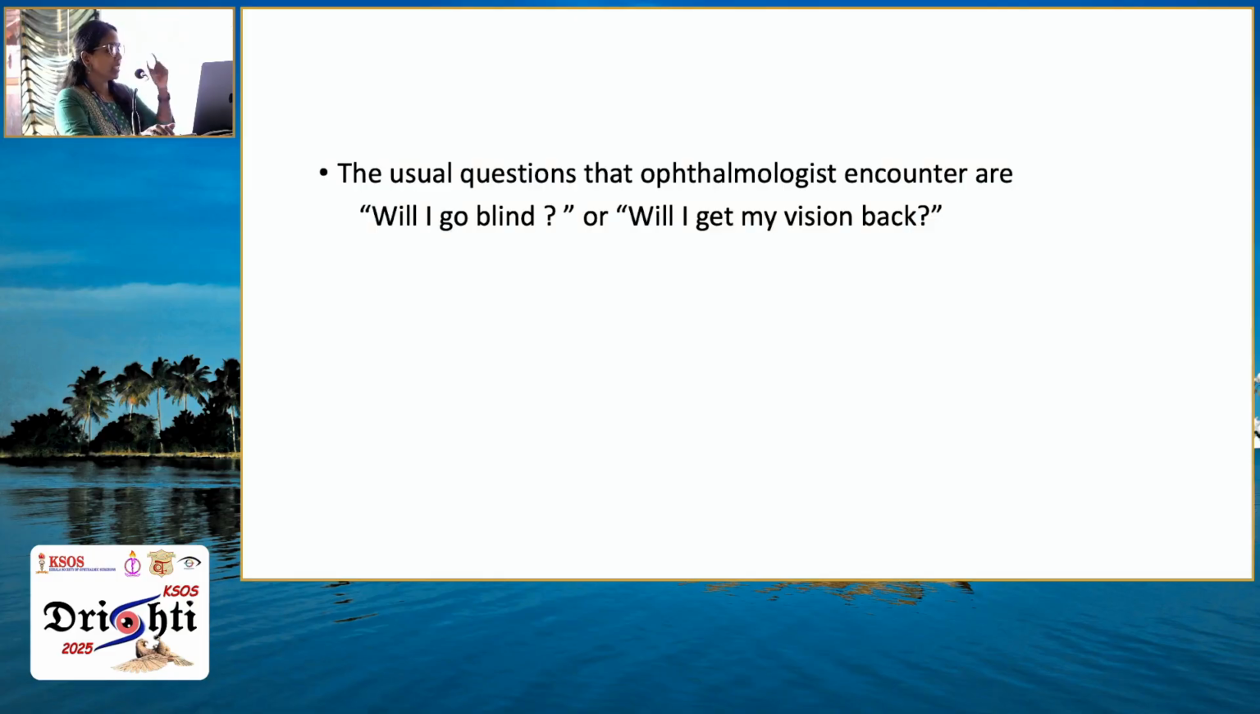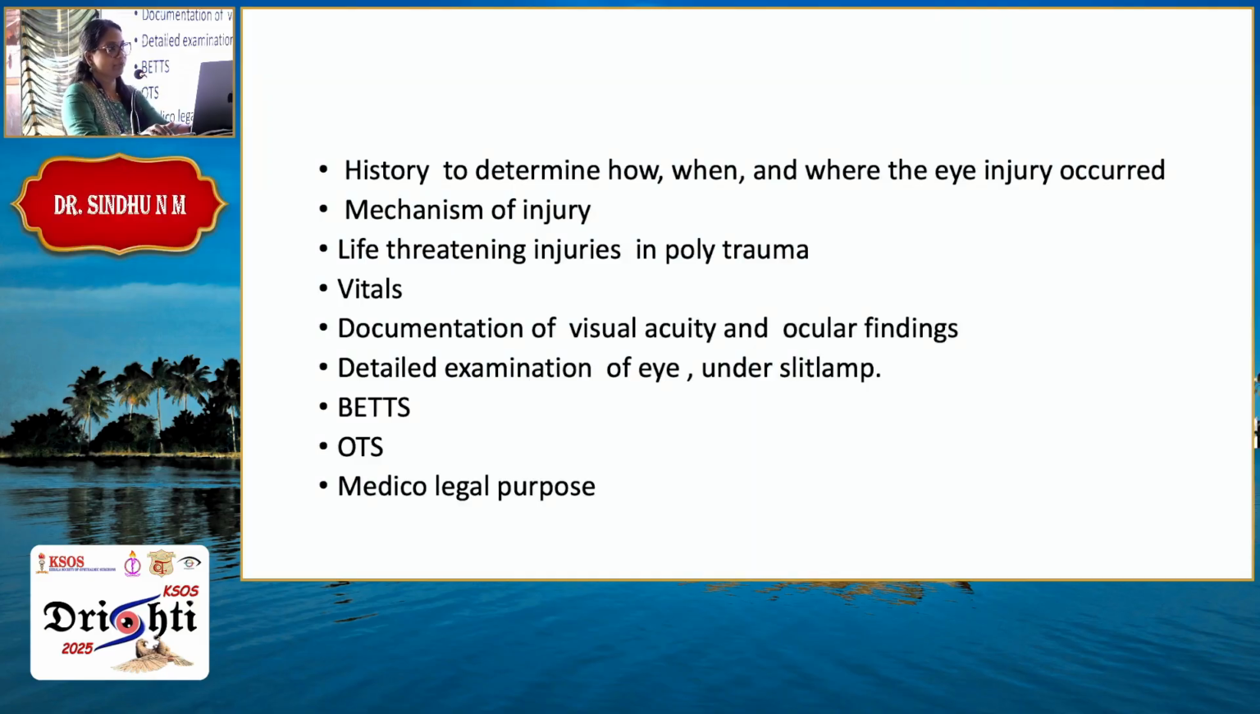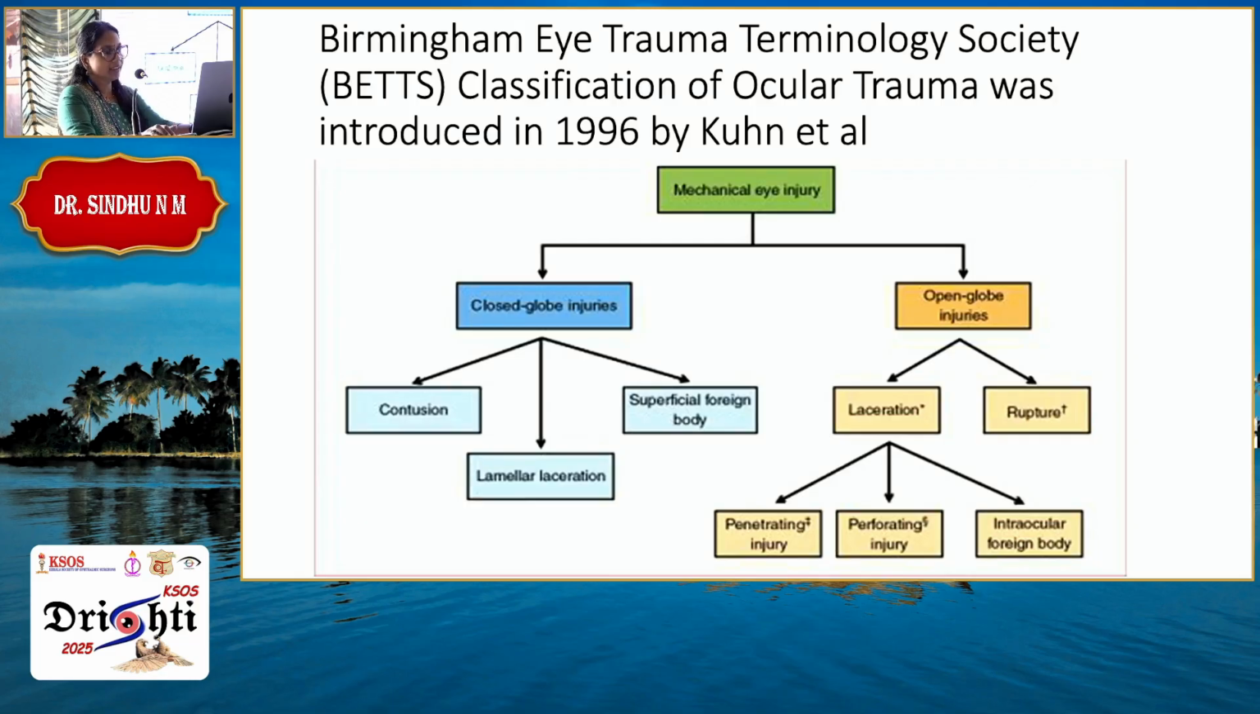The usual questions that an ophthalmologist has to encounter are, will I go blind, or will I get my vision back? To answer that question, we have to take a detailed history to determine how, when and where the eye injury occurred. All the life-threatening injuries are to be identified and documented. Documentation of visual acuity and ocular findings is to be done after a detailed examination under slit lamp, and injuries are to be classified according to Bett's classification.